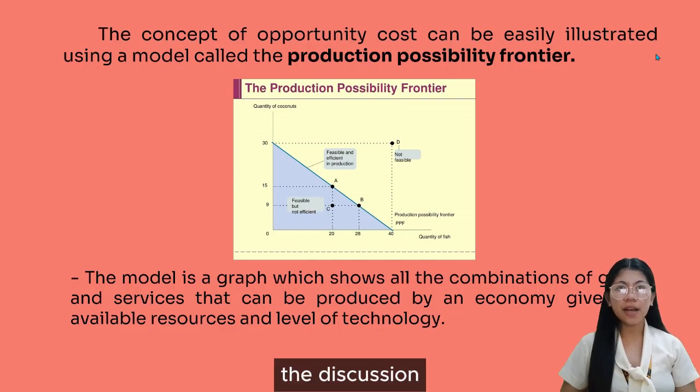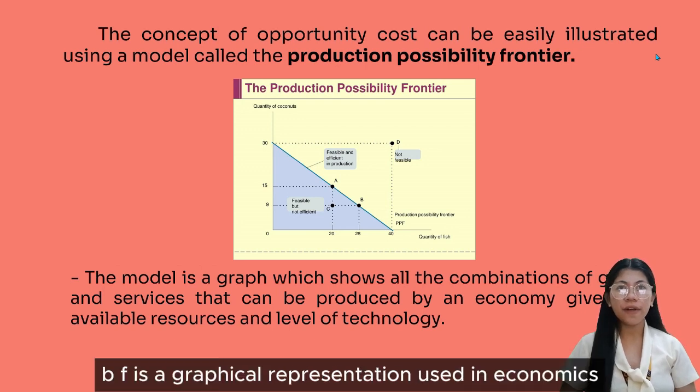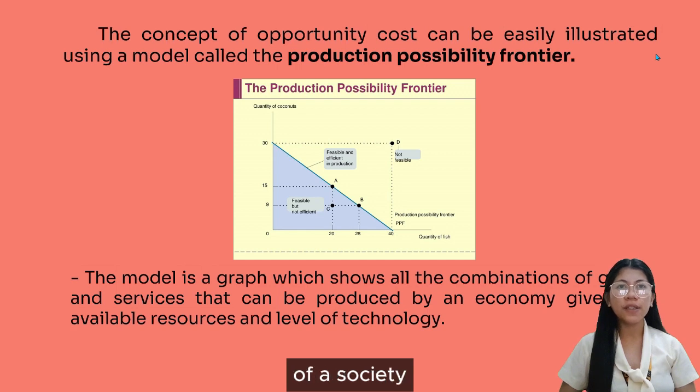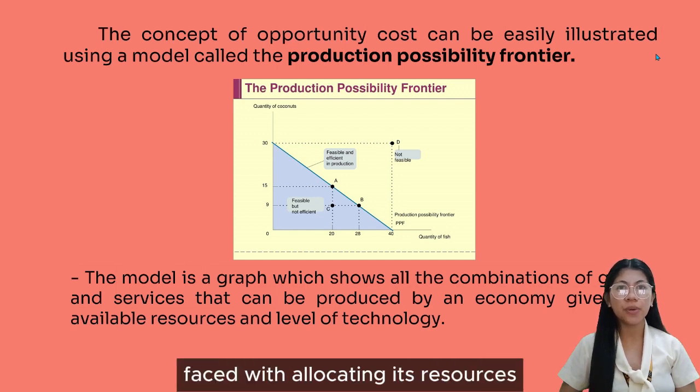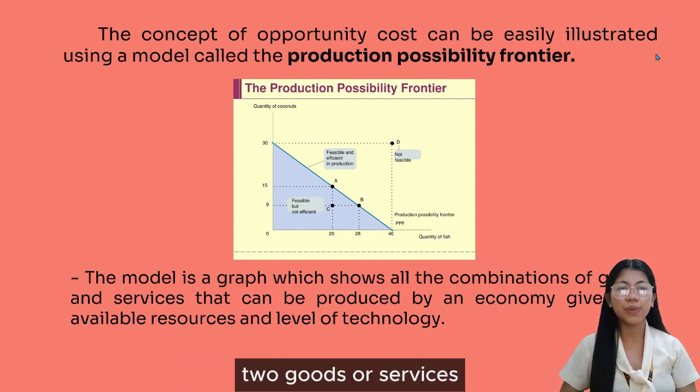To continue the discussion, the Production Possibility Frontier, or PPF, is a graphical representation used in economics to demonstrate the trade-offs a society faces when allocating its resources between the production of two goods or services. The PPF illustrates the maximum potential output of one good for a given level of output of another, assuming all resources are being used efficiently.